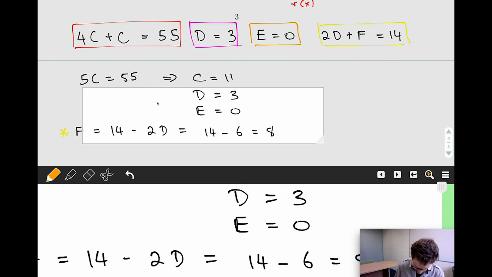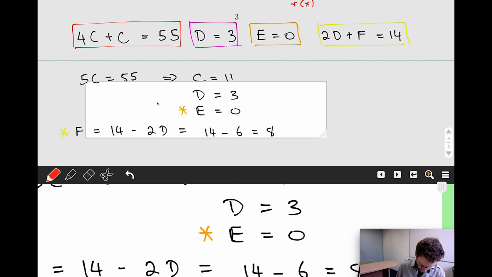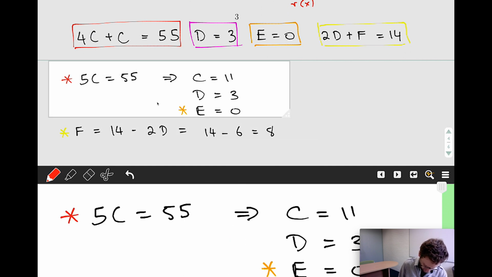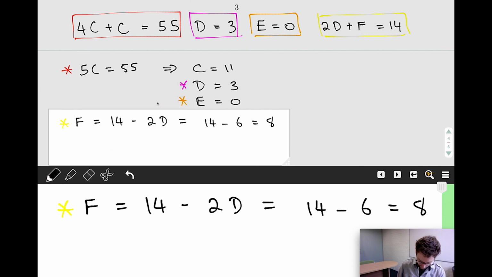The orange equation gives e equals 0. The red equation is this one. And the pink equation is this one right here. So now I actually have all of the undetermined coefficients appearing in my particular solution. So let's put those in.